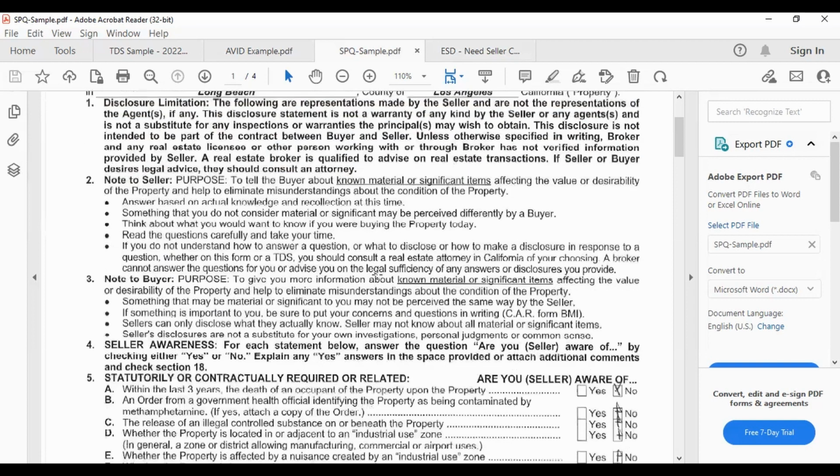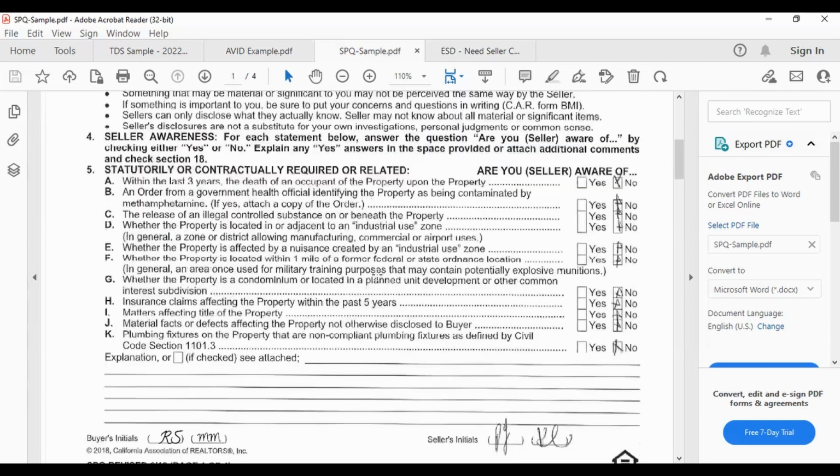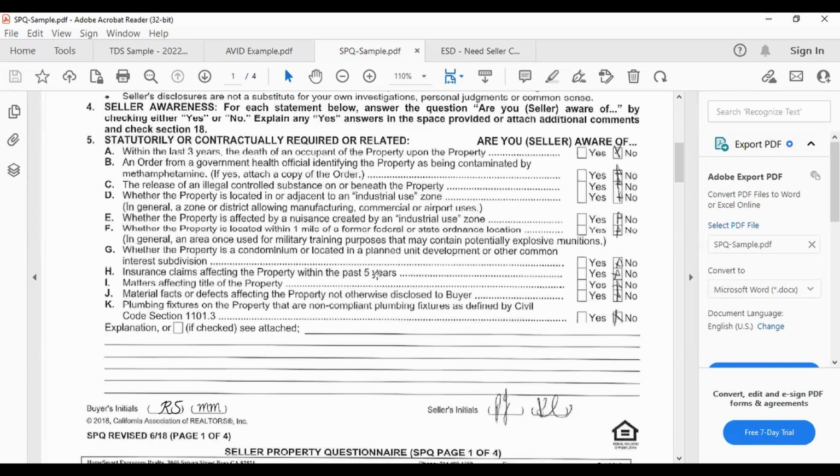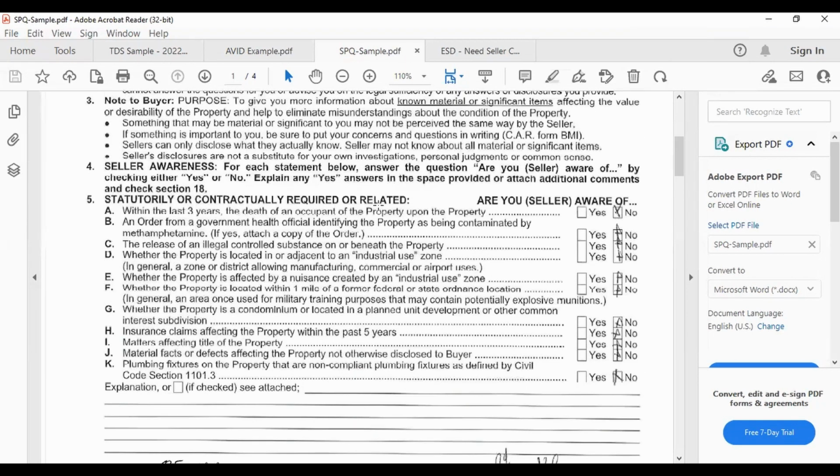The Seller Property Questionnaire. Now, that Seller Property Questionnaire starts with one of the biggest issue topics in real estate. You might not hear about it a lot, but it happens pretty commonly. It asks, within the last 3 years, has there been a death of an occupant on the property? That's an important one to some folks. Some folks are not told the truth about that, and later on they find out.